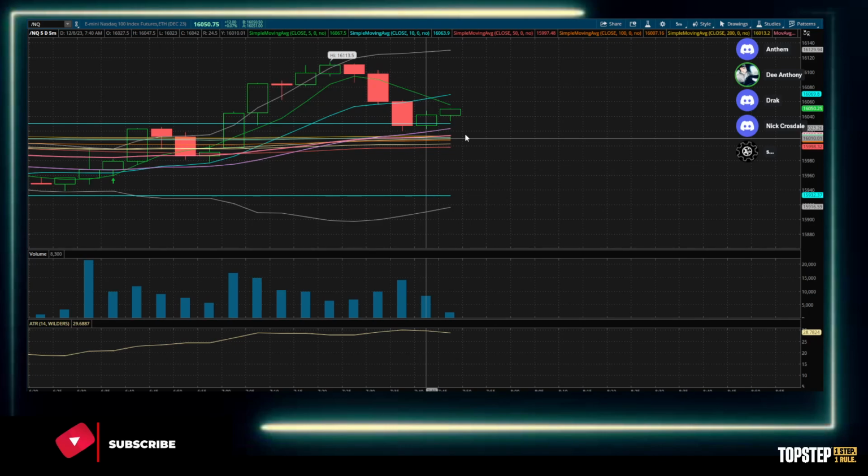So please, please, please do not look for shorts until we close below 16,000. Okay? Do not look for shorts until we close below 16,000. The last thing you want to do, unless you have space, right? We don't have any space here to short until we lose 16,000.